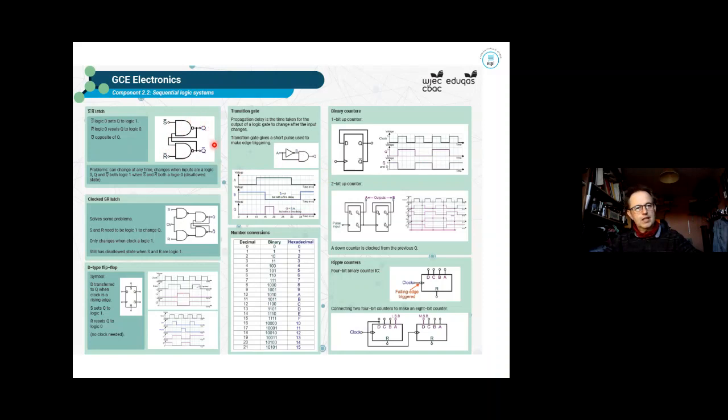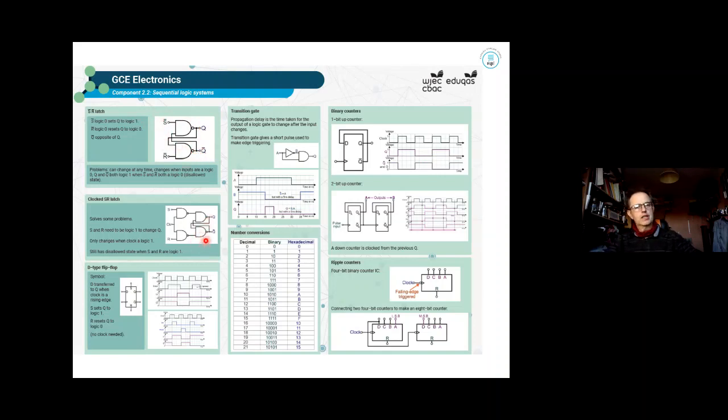The classic SR latch. Right, with the SR, or should I say the not SR latch, because they are triggered with zeros. Please remember, practice that, write it down. You might be able to draw that back from memory, triggered with zeros.